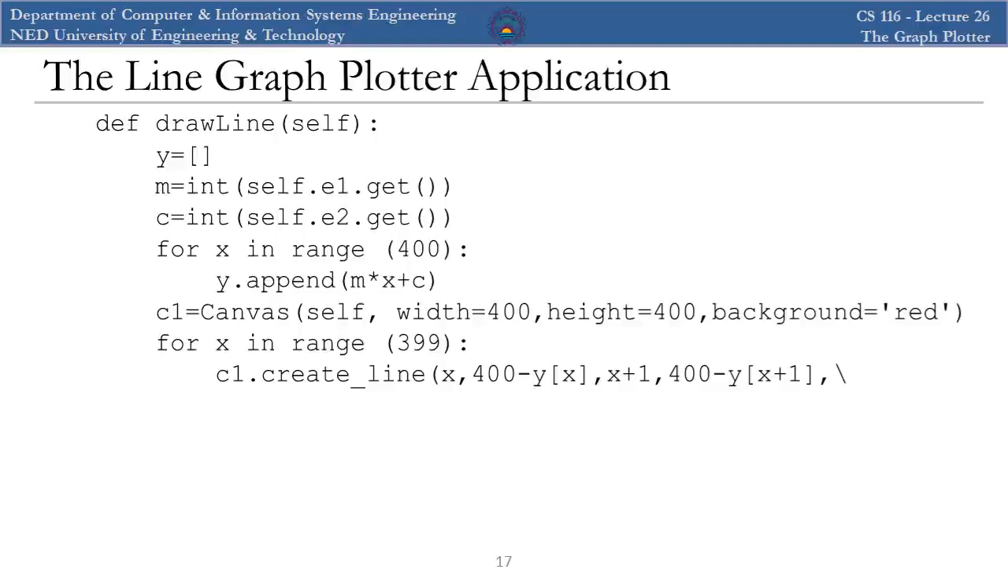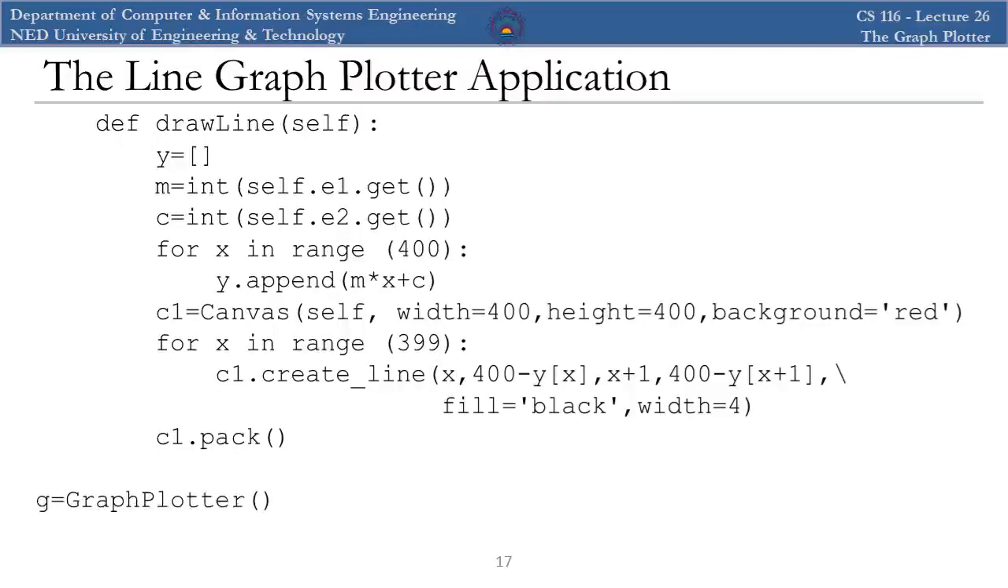So here, first time x will be 0, so this is going to be x0 y0 and x1 y1. In the next iteration, it's going to be x1 y1 and x2 y2 and so on. And here are some optional arguments. I'm setting line color to be black and its width to be 4, and then I pack it into the frame, and this is the statement that I'll write in the main program.